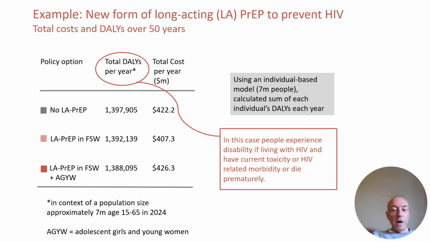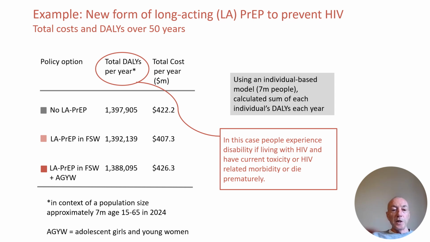And then in red, we have an alternative policy, which is to introduce long-acting PrEP not only in female sex workers, but also in adolescent girls and young women, AGYW. And you can see the results from our model simulations, that we've got the total number of DALYs in the second column incurred per year, and then in the third column, the total cost incurred per year.